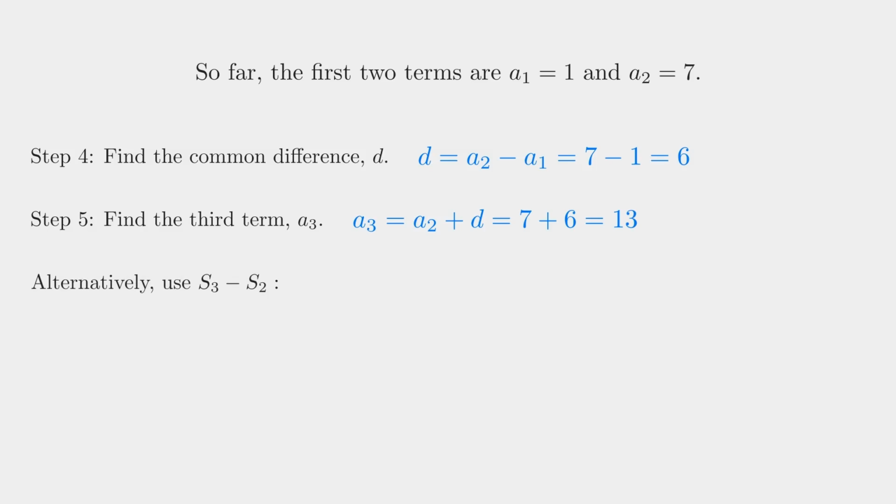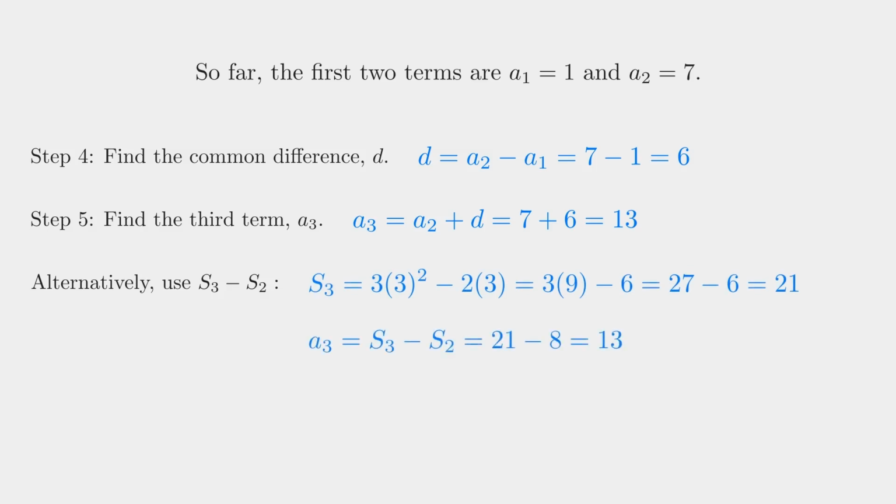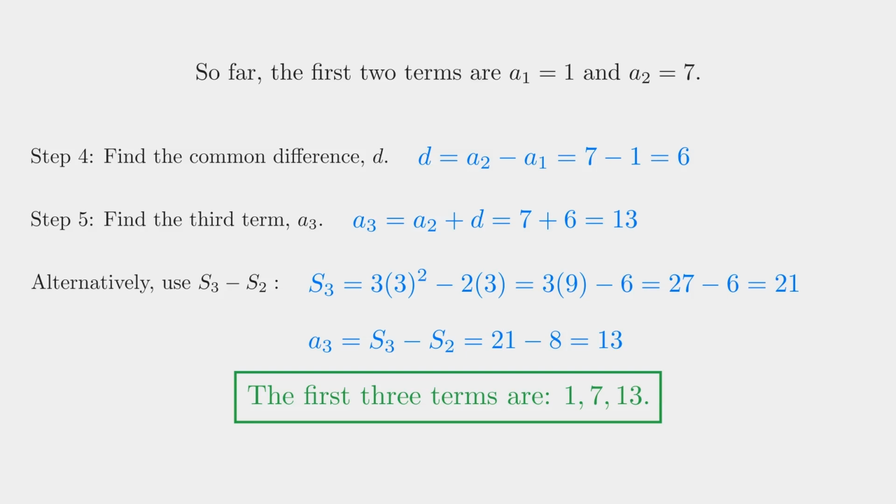Or as an alternative way, we can find a3 by using S3. So we could calculate S3 to get 3 times 3 squared minus 2 times 3. That's 3 times 9 minus 6, which gives us 21. So a3 is S3 minus S2, which is 21 minus 8, which gives us 13 again. So this confirms our answer. Therefore, the first 3 terms of this series are 1, 7, and 13.